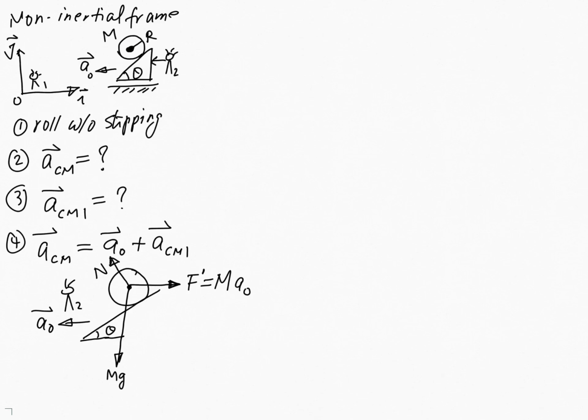So the frame is accelerating to the left with acceleration a0. So for objects inside the frame, when we observe them, the force goes to the right, and the force magnitude is equal to m a0.